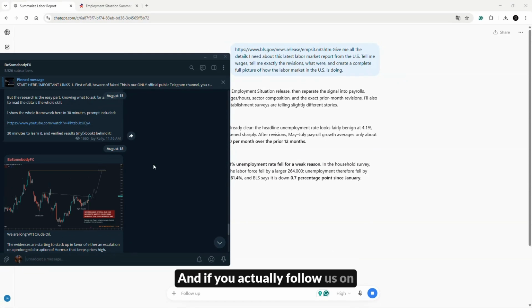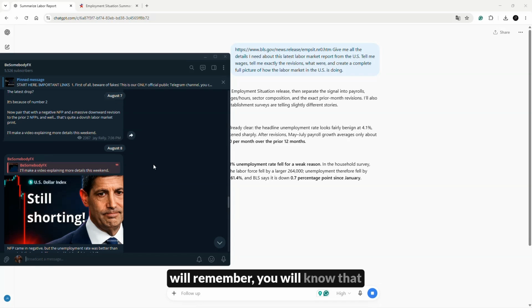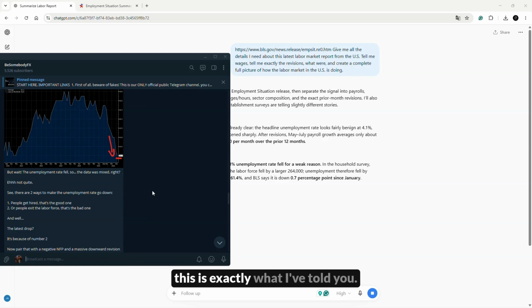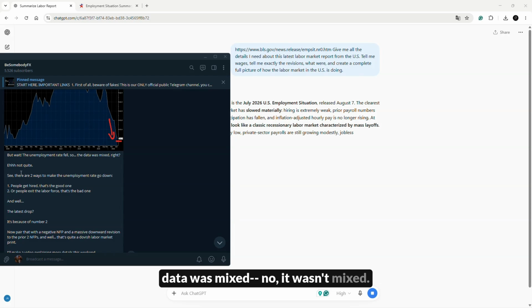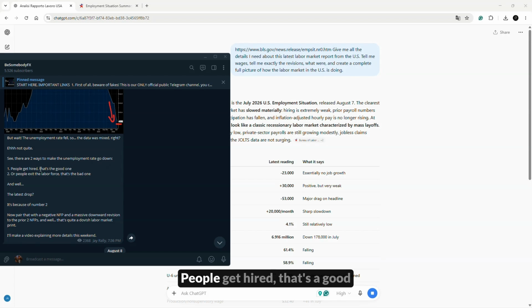And if you actually follow us on our public Telegram channel, you will know that this is exactly what I've told you. The unemployment rate fell, so the data was mixed. No, it wasn't mixed. Why? Because there are two ways to make the unemployment rate go down. People get hired, that's a good one, or people exit the labor force, that's the bad one. And in this case, the unemployment rate fell because of number two, because people exited the labor force, which is exactly what ChatGPT here came up with as well.